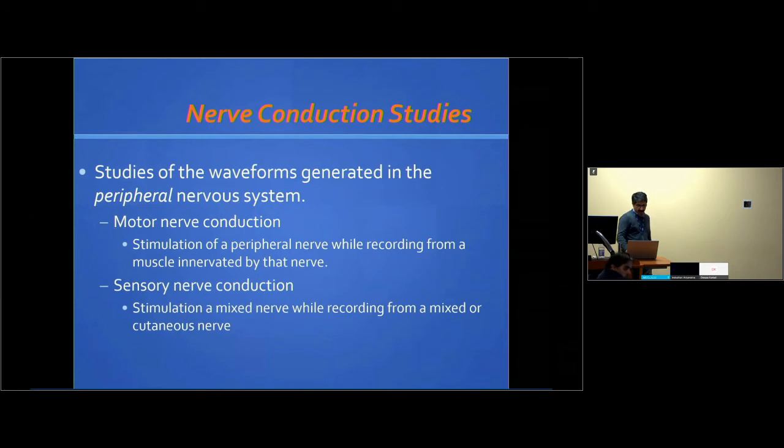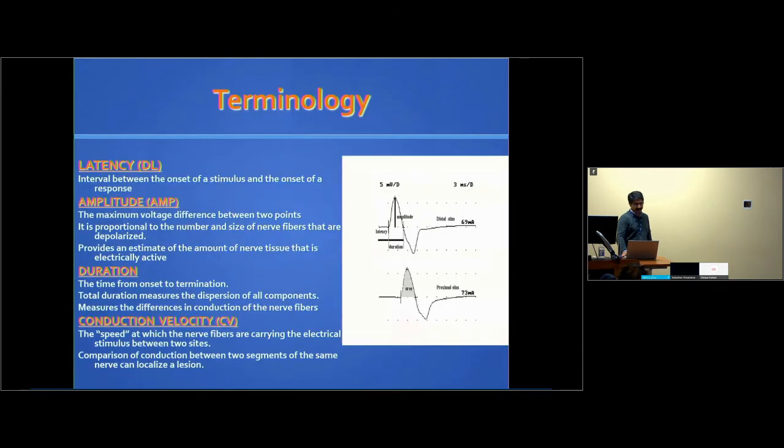So in case of the motor nerves, the stimulation is of the peripheral nerve and recording is from the muscle innervated by that nerve. And sensory is, as I mentioned, we do it over the sensory fibers and stimulate there. So the few terms you may hear in the reports, one is the distal latency. So that's the duration from initial stimulation to the onset of the action potential.